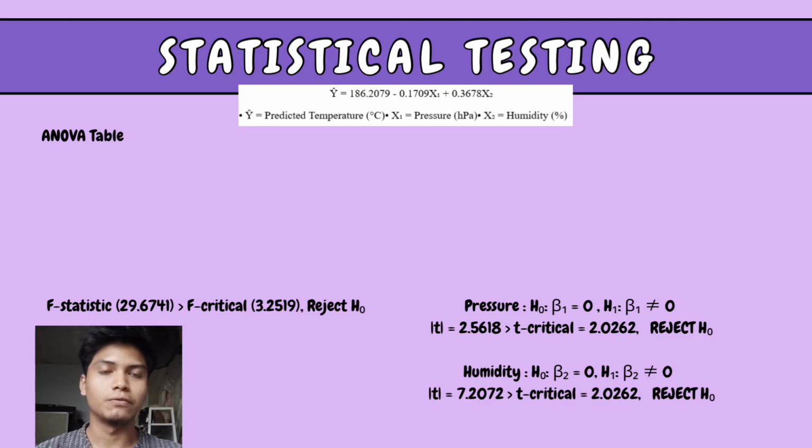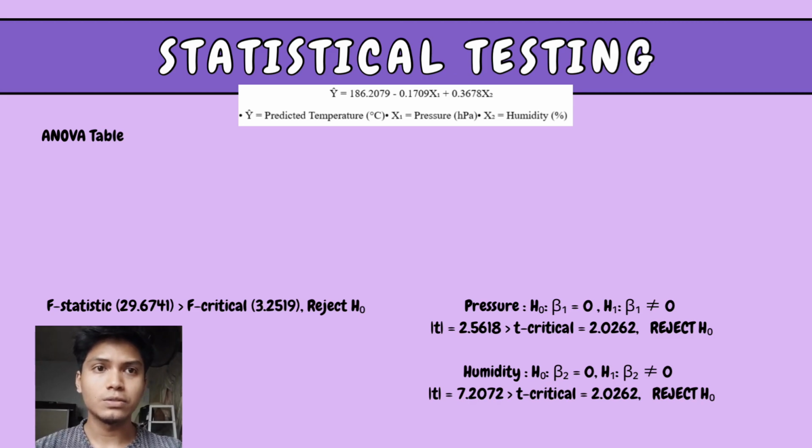Today I will be presenting section 4.2D of our project, which covers the statistical testing for our multiple linear regression model predicting the temperature in an IoT system. Our regression model uses two environmental factors to predict the temperature, which are pressure and humidity.